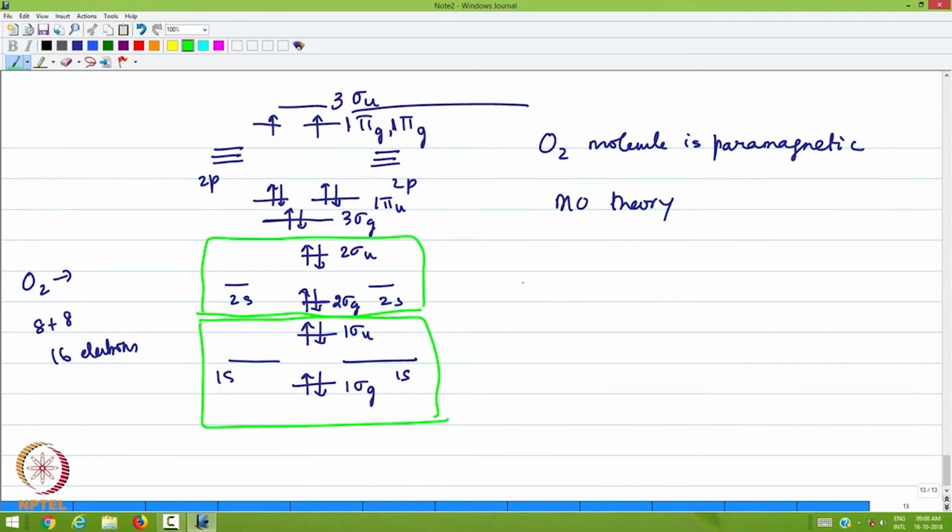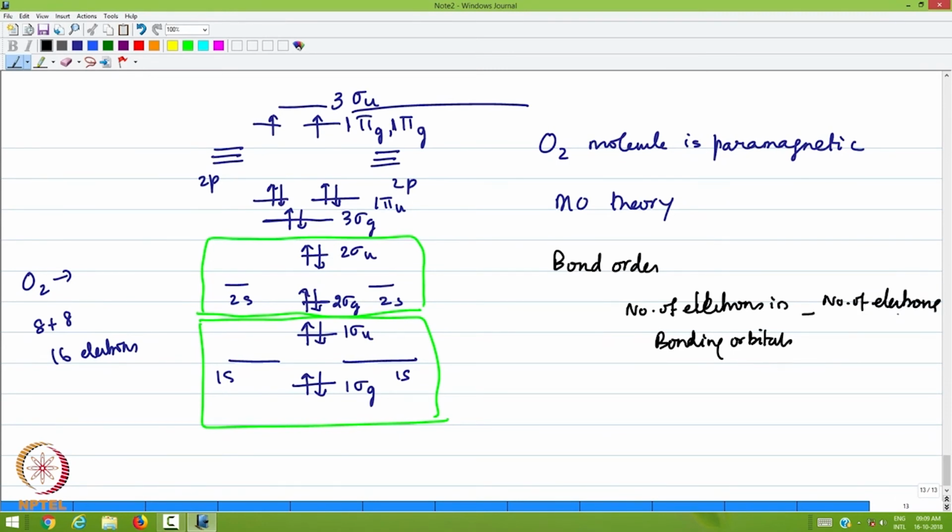In fact, there is another parameter called the bond order, which is often written by saying that the bond order is the number of electrons in bonding orbitals minus the number of electrons in anti-bonding orbitals, divided by 2.